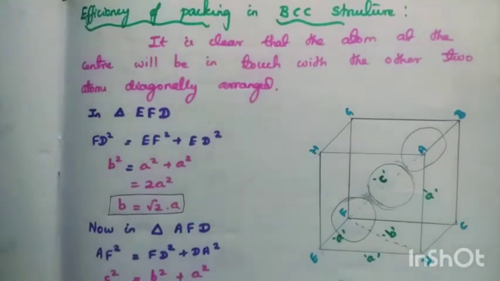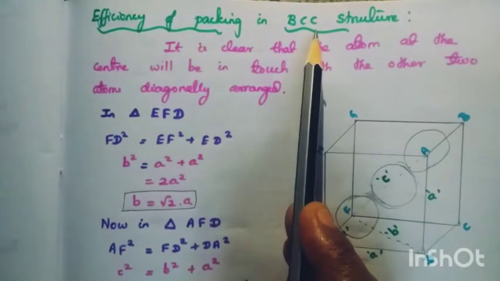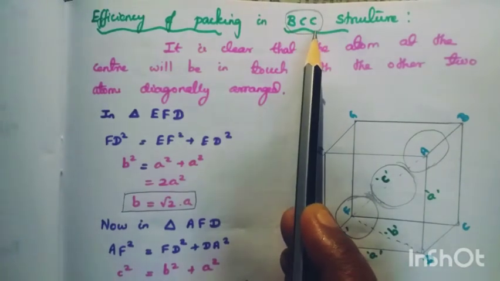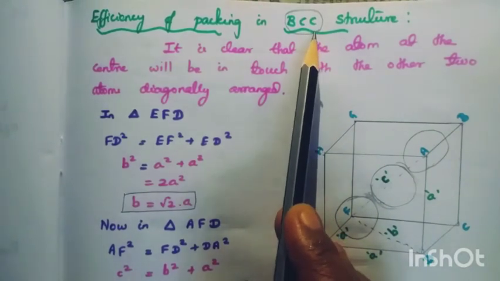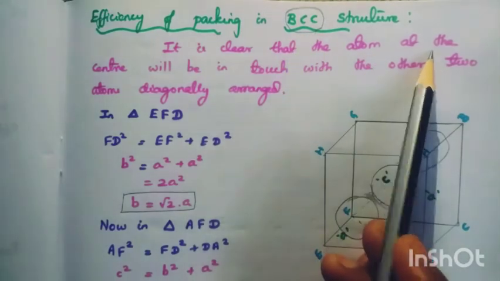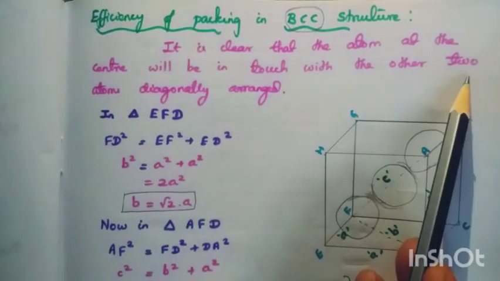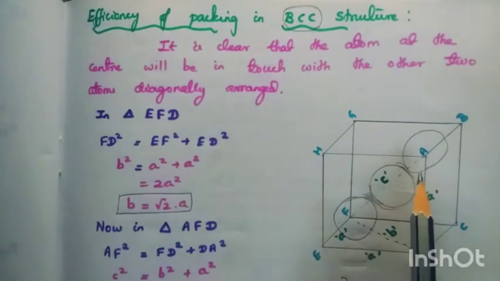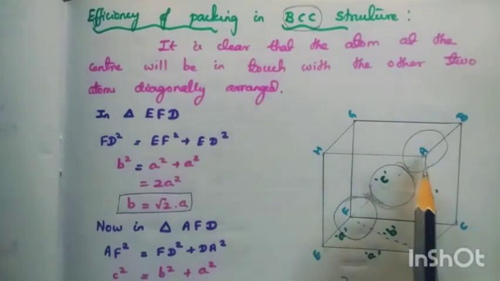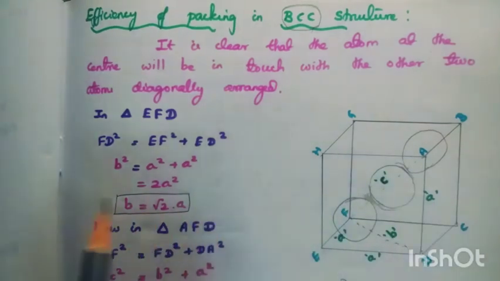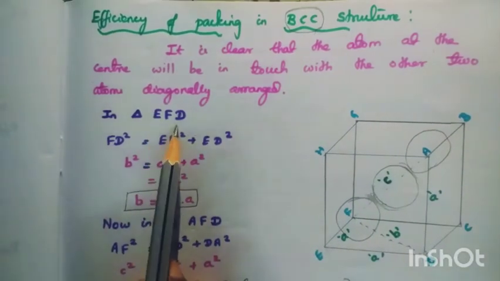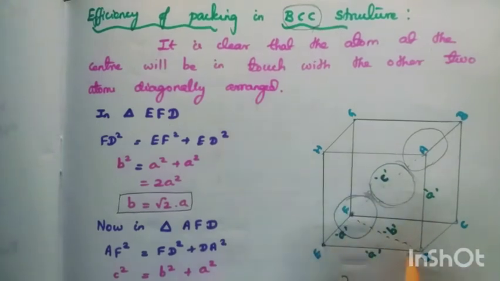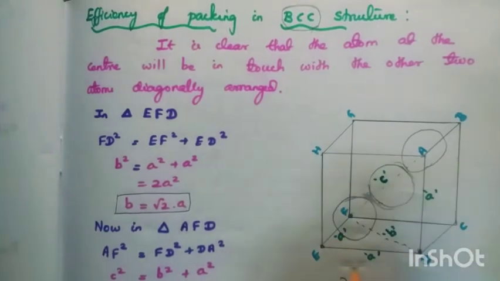Now we are going to see the packing efficiency in BCC, body centered cubic. Tell me, number of atoms per unit cell in BCC is 2. First, it is clear that the atom at the center will touch the other two atoms diagonally. So in this diagonal manner, two of the atoms touch each other. So take a triangle here, EFD.